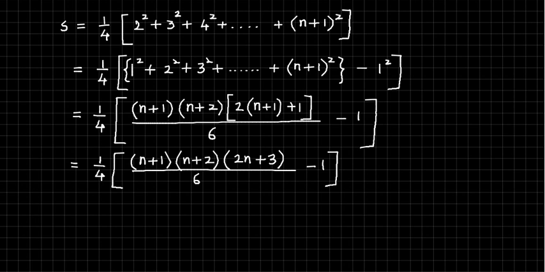So on simplification and taking the terms common, we finally get the sum as equal to n into (2n square plus 9n plus 13) whole divided by 24, which is the LCM, right? So this is how we find out the required sum.